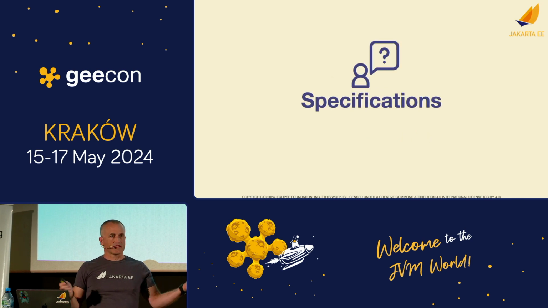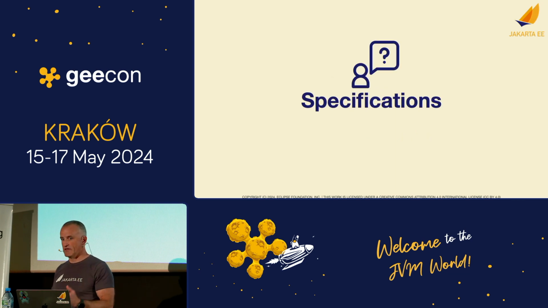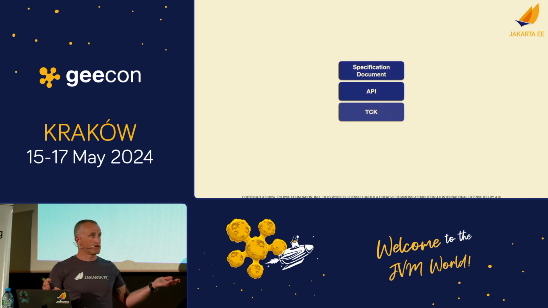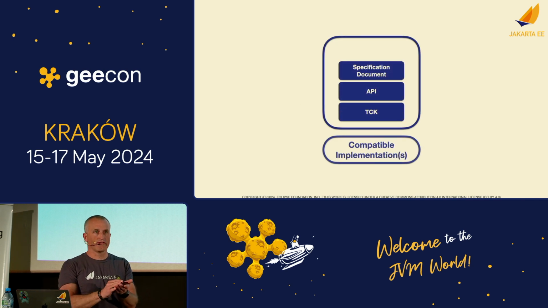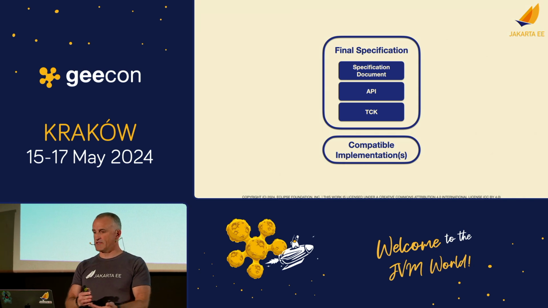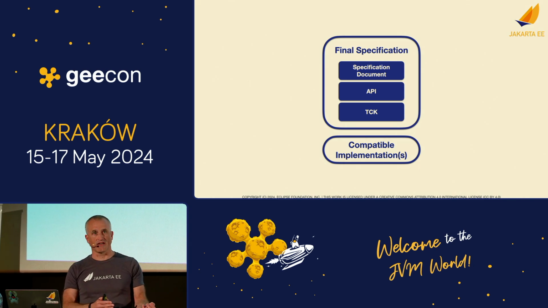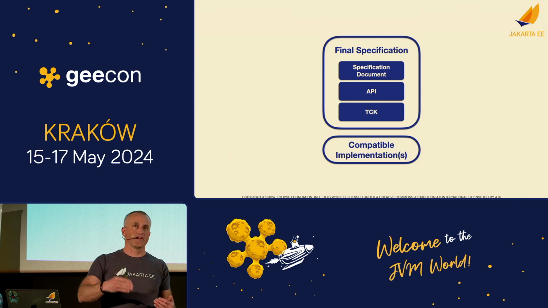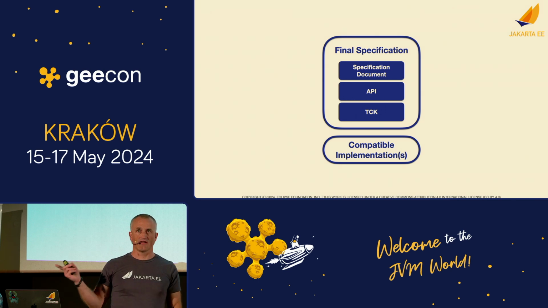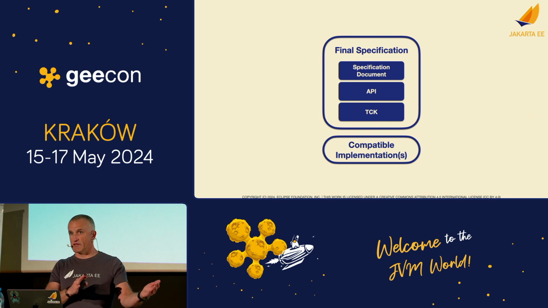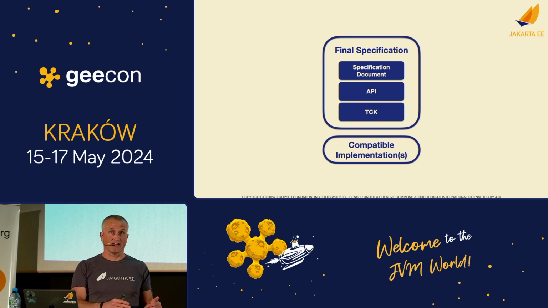Jakarta is all about specifications and standards. So it's a standard for server-side Java, and these specifications have a document where it's described. It has an API artifact that is in Maven Central that we as developers are using. And it has a test compatibility kit, or TCK, that we use to verify that an implementation fulfills the specification. And we need at least one open source implementation to ratify a final specification, so we have proven that it's actually implementable.